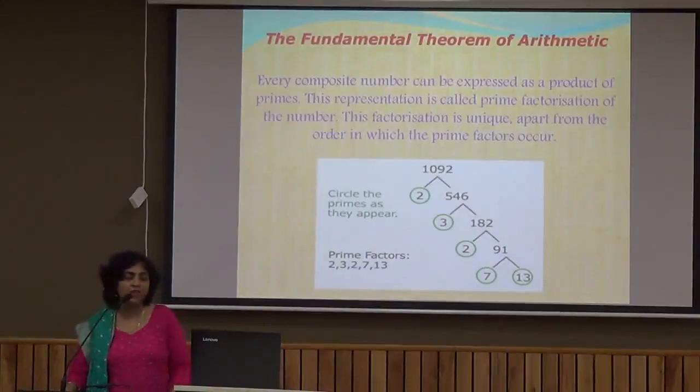When we factorize it, we get 2, 3, 2, 7 and 13. So we can write these factors in any order. We can write both the 2's first, 13 second, 3 fourth and then 7, or we can write 7 first and then 13. So any order, but the prime factors would remain the same.